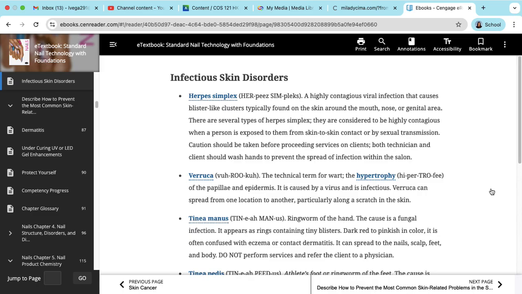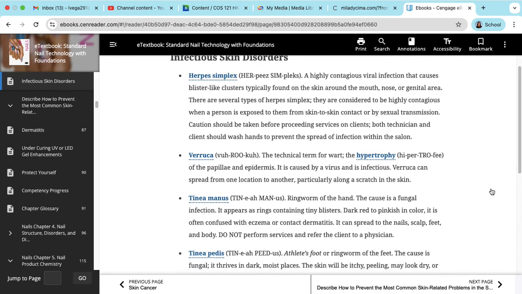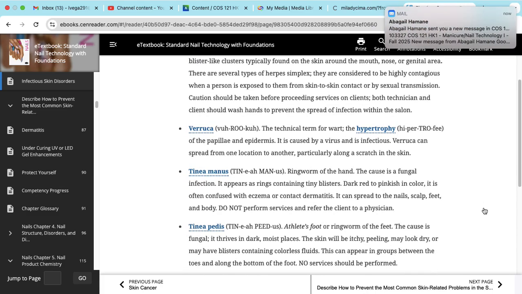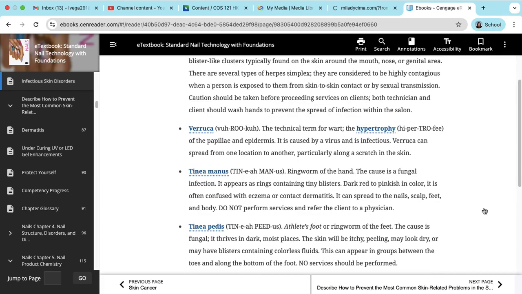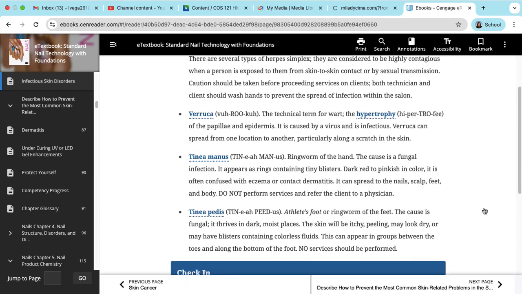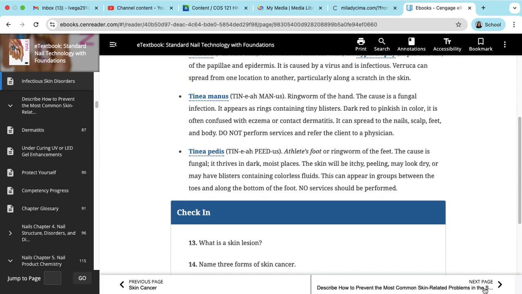Infectious skin disorders. We have herpes simplex, verruca, tinea manus. It will be on your nails, scalp, feet, and body as well. This is like a ringworm. Tinea pedis, athlete's foot.